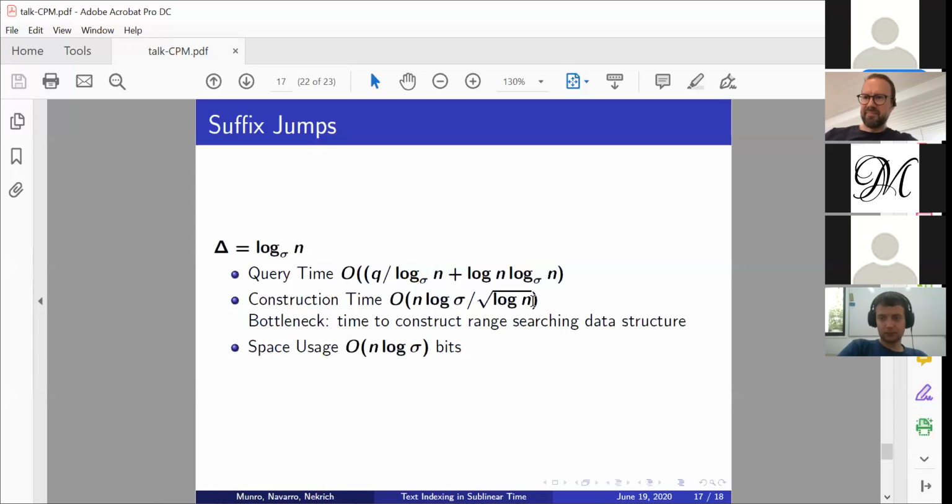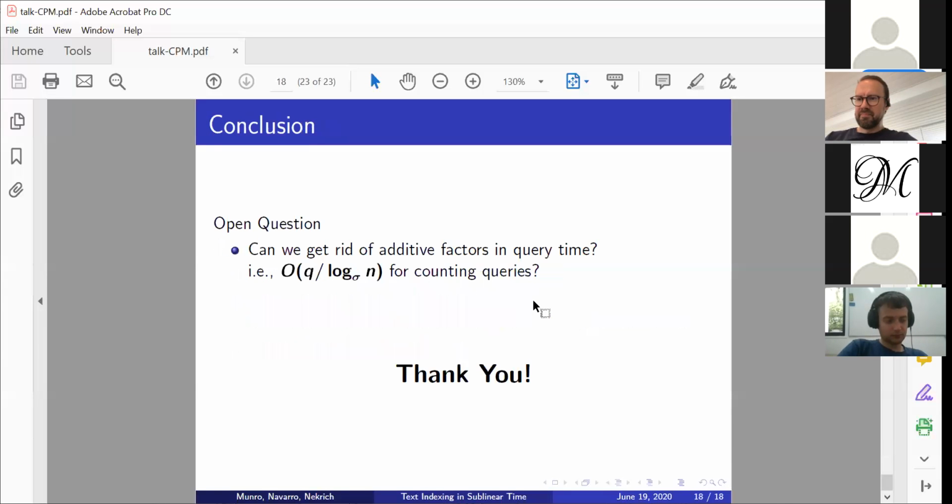So there are many other technical details. For example, we need to describe in the paper how all these data structures are constructed. And there are also some details about working with short patterns and also about reporting that I didn't address in this talk. So at the end, let me ask one open question.